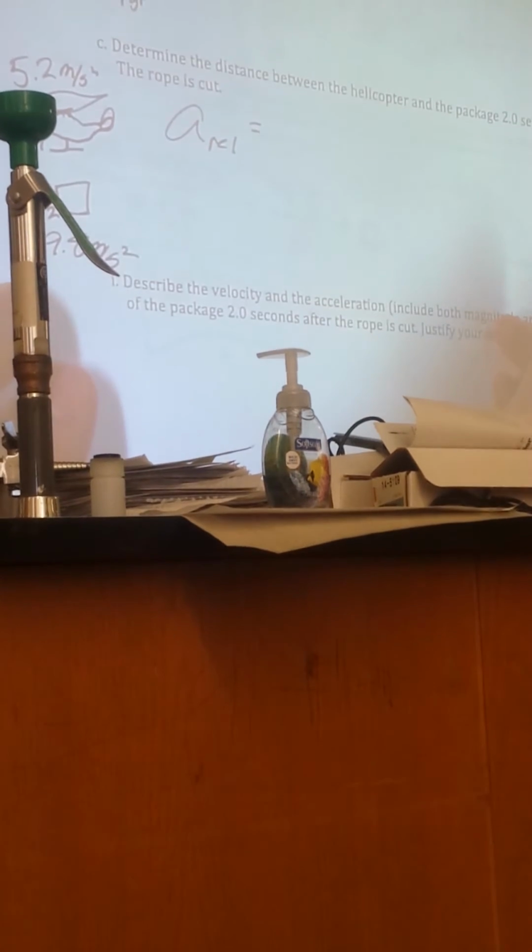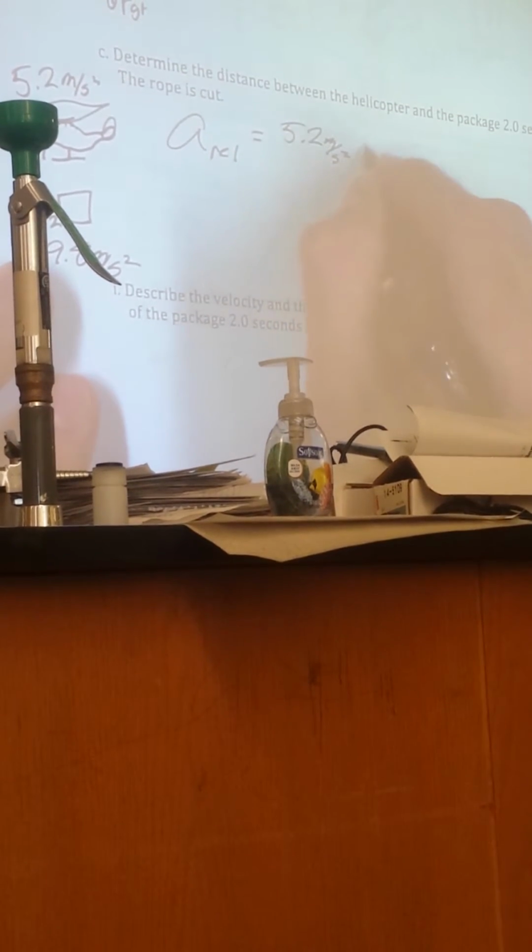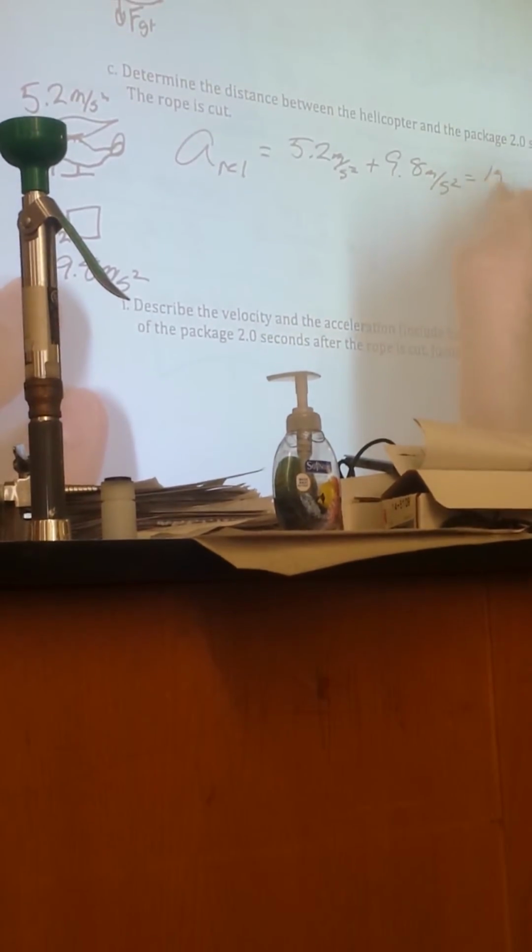However, we could make this a lot quicker. We can look at the relative acceleration between the two of them. This one's moving and accelerating at 5.2 meters per second squared. What about this one? What's this acceleration? 9.8 meters per second squared. Relative to one another, how fast are they accelerating? It's 5.2 meters per second squared plus 9.8 meters per second squared, and so that's 15 meters per second squared.